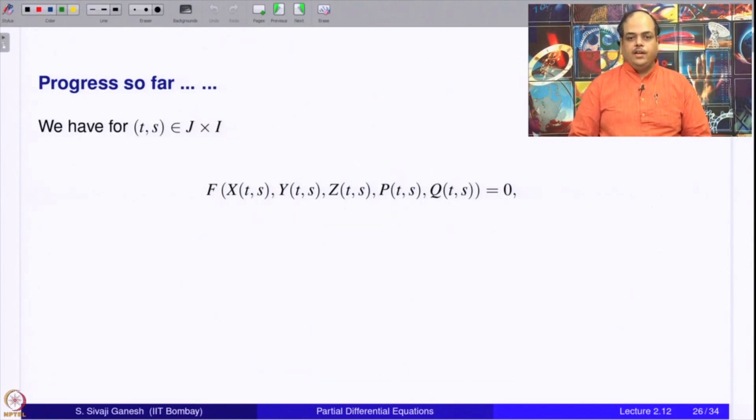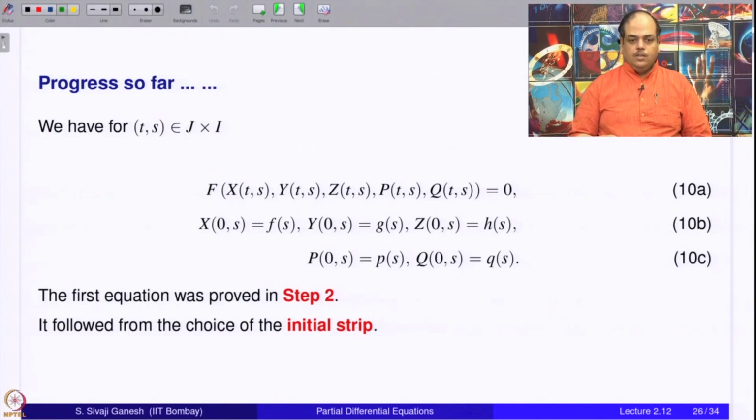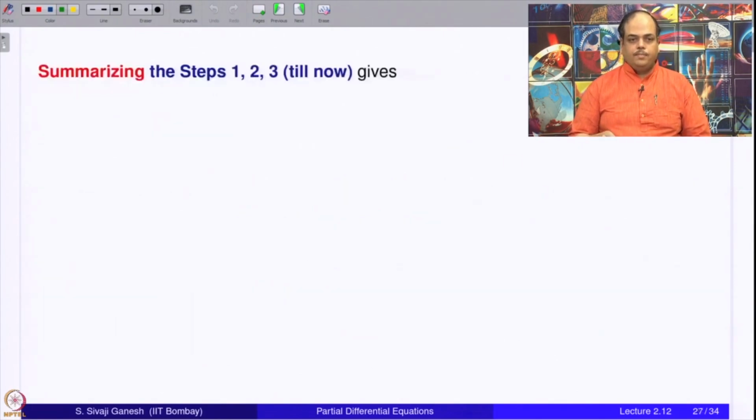So, for s in J cross I, we got f of x(t,s), y(t,s), z(t,s), p(t,s), q(t,s) equal to 0, and x0(s) is f(s), y0(s) is g(s), z0(s) is h(s), p is p(s), q is q(s). So, these are coming from initial conditions. This is the first thing that we did. d by dt of f of zeta of t is 0, therefore f of zeta of t is constant, and we chose zeta 0 such that f of zeta 0 is 0, therefore f of zeta t is 0. So, this we have also proved in step 2. It followed from the way we chose the initial strip.